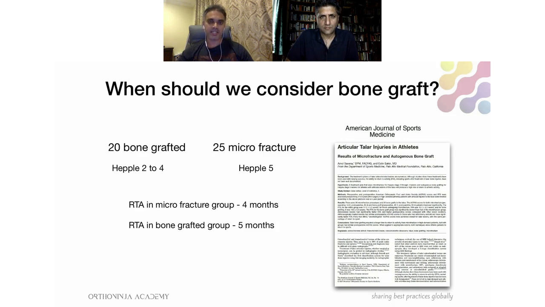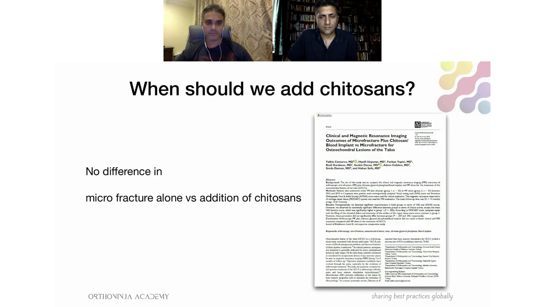So they had a prospective study which looked at patients who had OCL 2 to 5 lesions, 20 were bone grafted and 25 were microfractured. And these were all athletes or sporting individuals who were going back into sport. They found that return to activity back to sport was 4 months in the microfracture group, and 5 months in the bone grafted group. So you take a little longer to get back to your pre-injury levels with your bone grafted group, which tends to make sense. 96% good outcomes at 2-year follow-up with this paper.